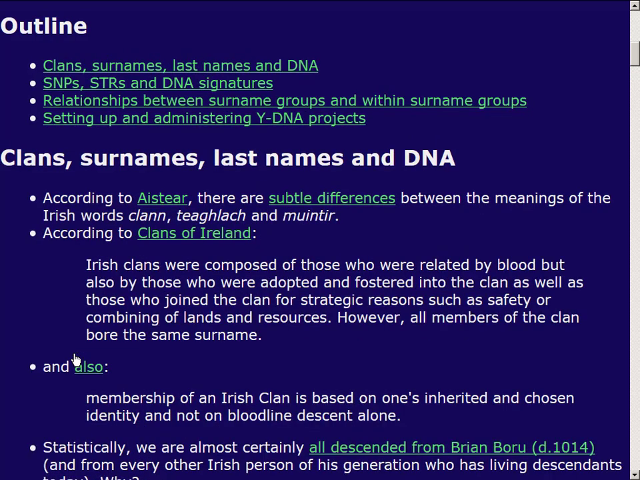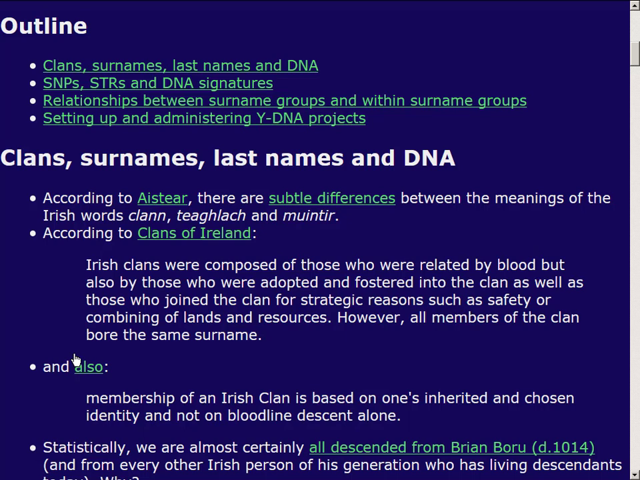One little bit higher. I'm going to try and squeeze all this into my allotted 45 minutes. I'm going to talk first about clans, surnames, last names, as our American visitors call them, in DNA. Then I'm going to talk about particular types of DNA mutations we use to trace surname histories, SNPs and STRs. And I'm going to talk about using DNA to estimate relationships between surname groups, between people with different surnames, and relationships within surname groups, between people with the same surname. And I'm going to end by talking about how you can set up and administer your own Y-DNA projects.